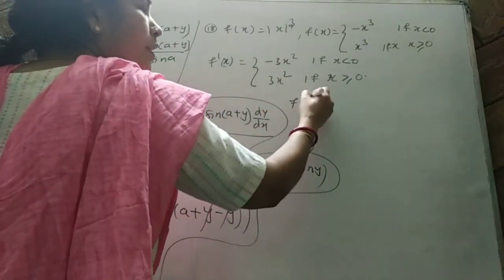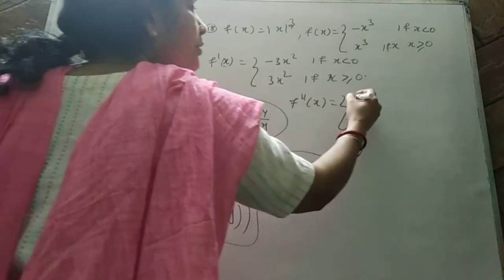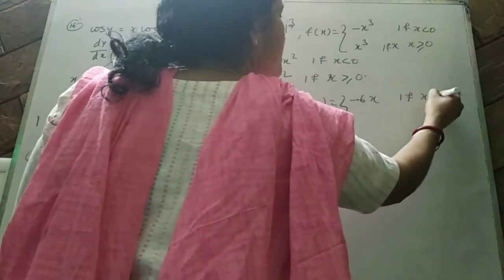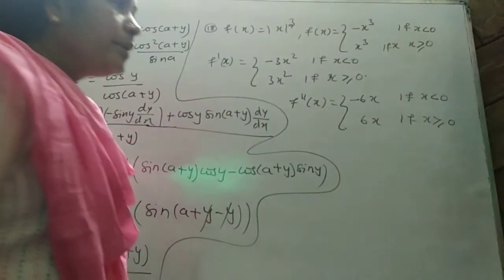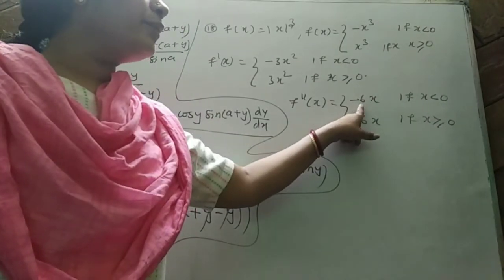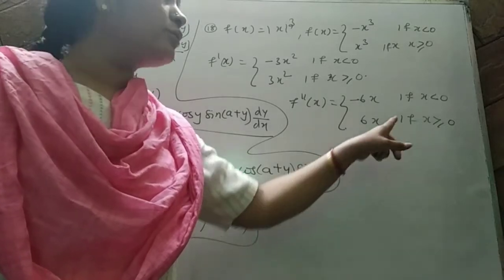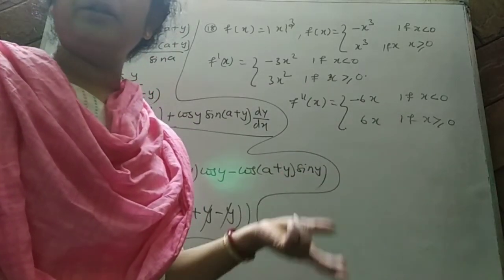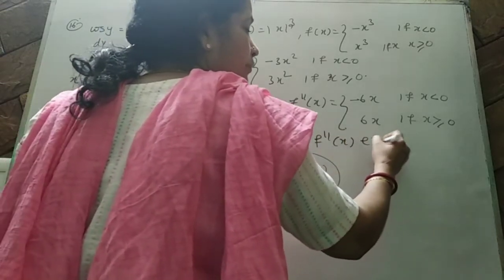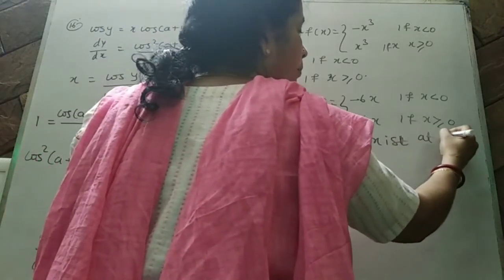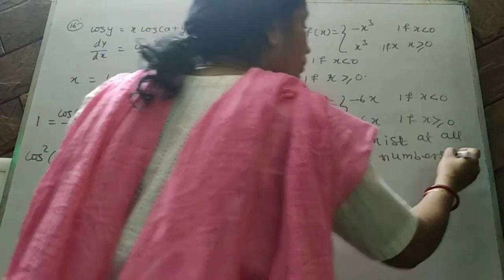Once again, do the second derivative, f double dash of x, that is equal to, if I differentiate this, minus 6x if x is less than 0, and then positive 6x if x is greater than or equal to 0. Now see, beta, if you put a negative value of x here, definitely you will get a positive value, the modulus function gives positive. If you put a positive value here, you will get a positive value. Anyhow, both values come the same: left hand derivative and right hand derivative. So this implies you can write directly that f double dash of x exists at all real numbers. Are you clear? Okay, fine.